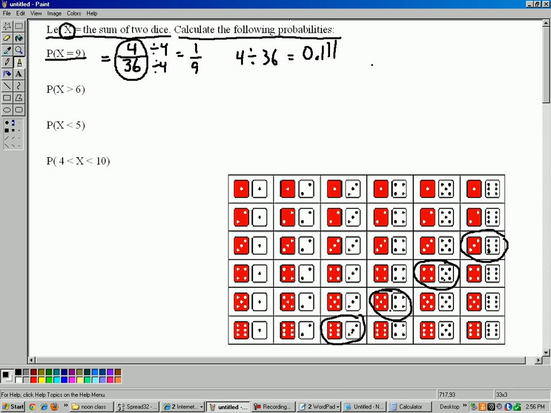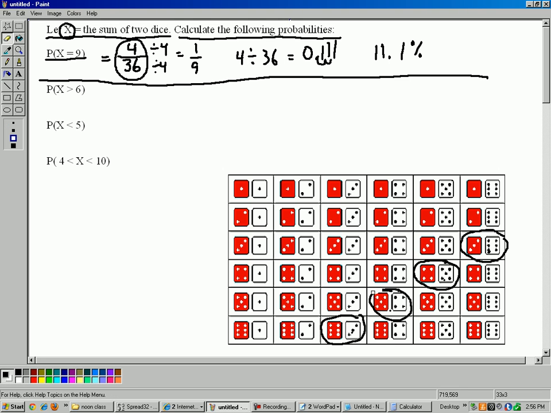And you can also give the answer as a percentage. Just move the decimal point two places, or technically multiply by 100: 11.1%. Round it off. Okay, there's the answer to the first question, the probability that X is 9. All right, next question. What is the probability that X is greater than 6?